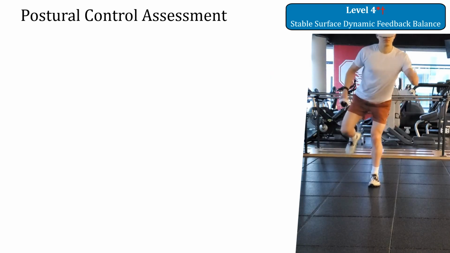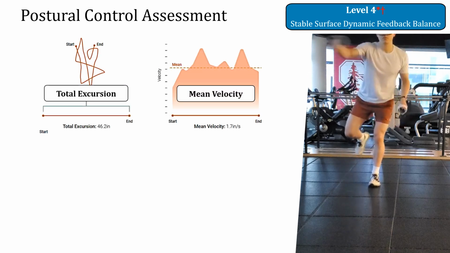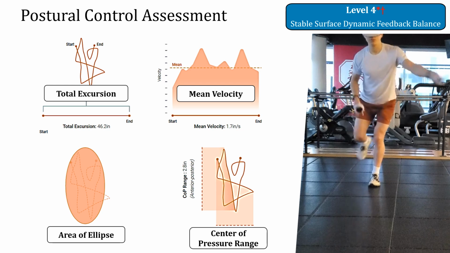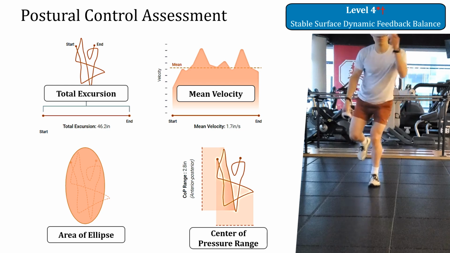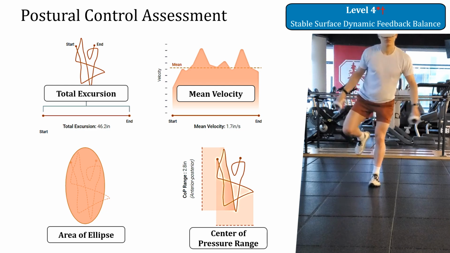And then, as I was alluding to with the different metrics, we've seen these before already: the total excursion, the mean velocity, the area of the ellipse, the center of pressure range, both in the anterior to posterior and the medial and lateral directions.